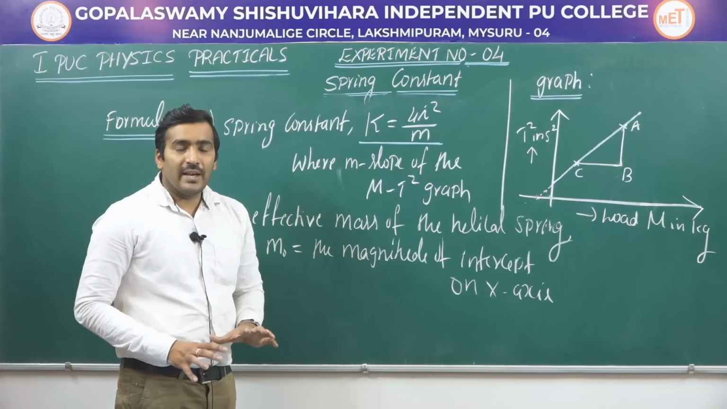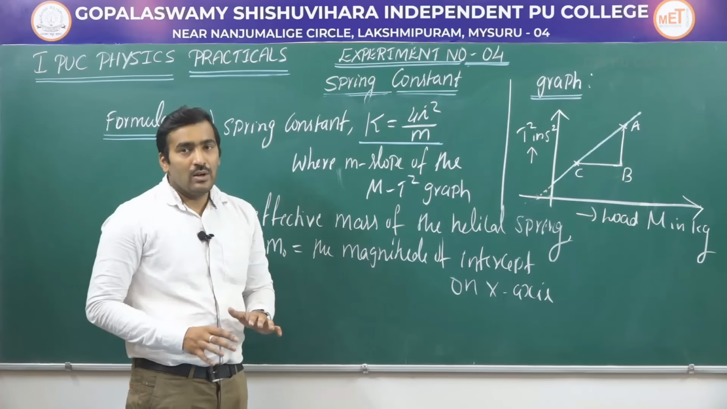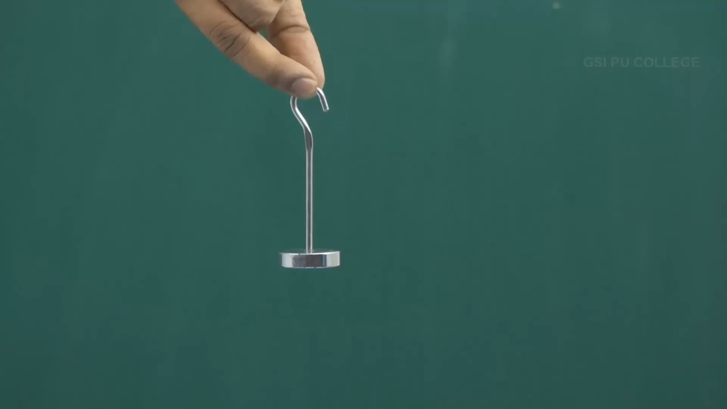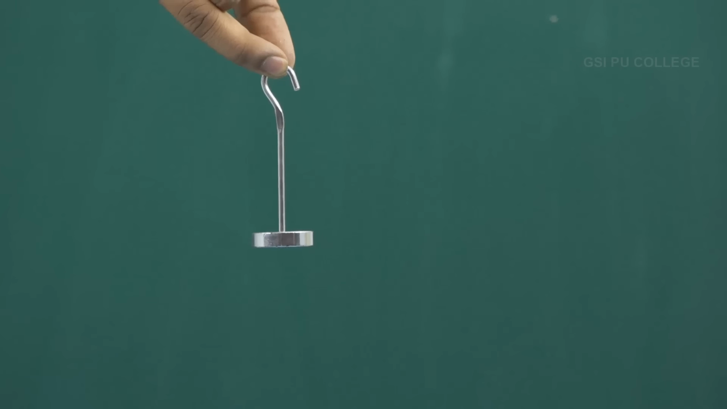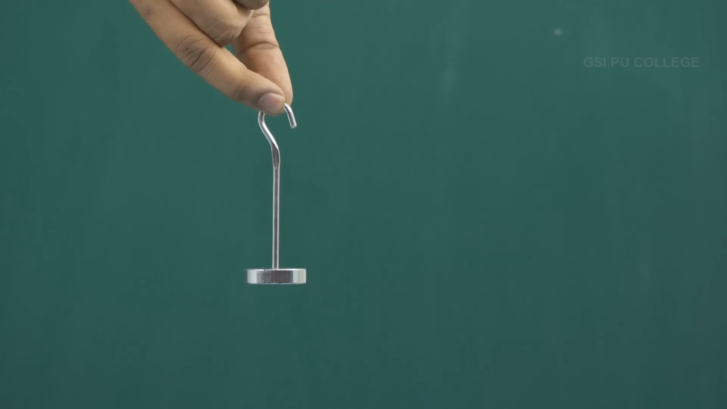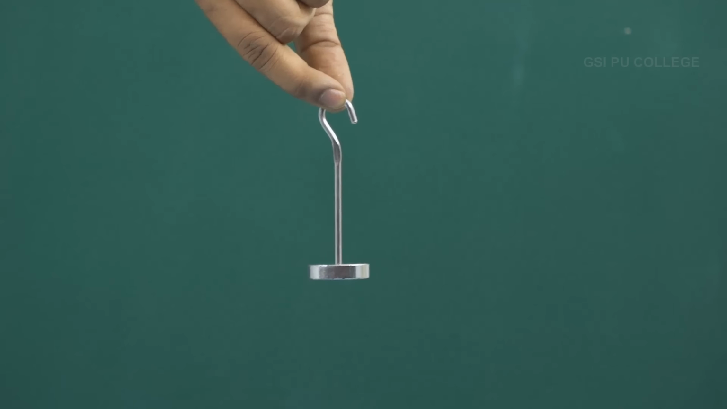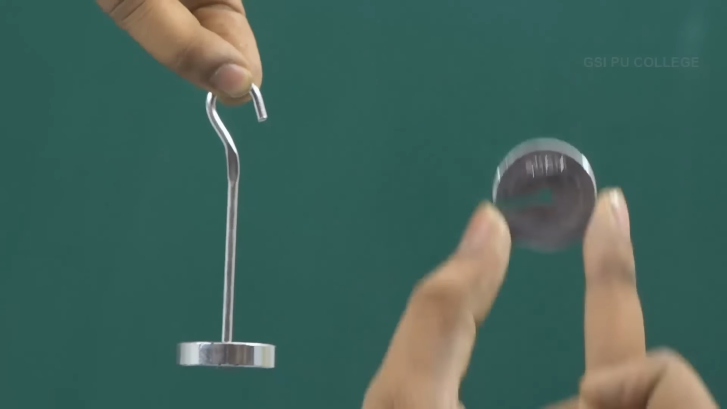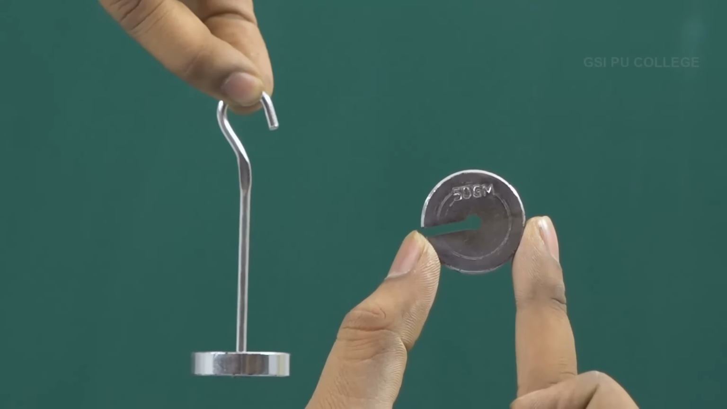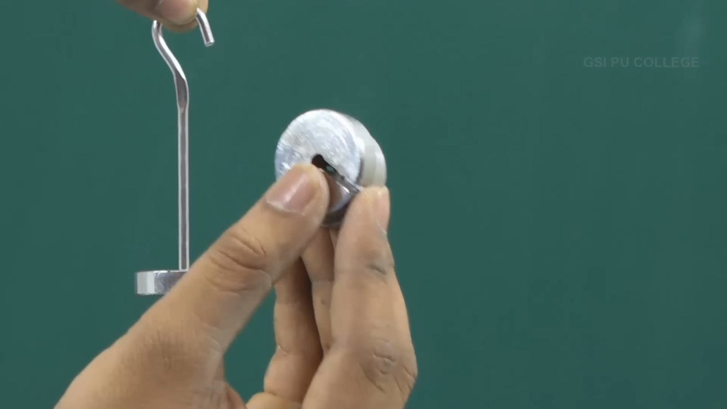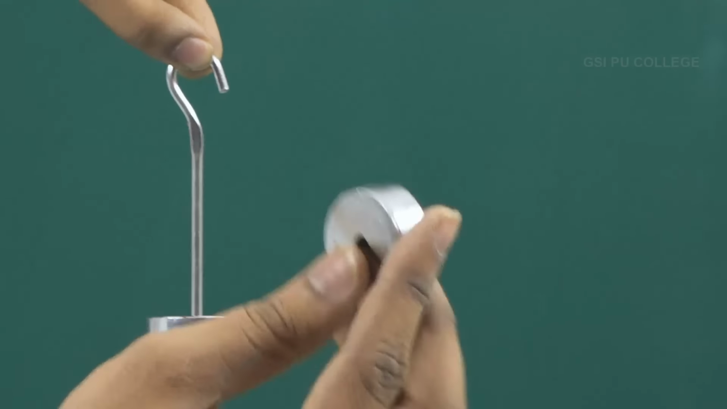Now let us start performing the experiment by taking the readings. Before taking the readings, we need to understand the apparatus. This is a weight hanger which weighs 50 gram. In terms of kg, it will be 0.05 kg. This is a slotted weight, which weighs 50 gram again. I am adding 2 slotted weights to this so that the total mass is equal to 150 gram.